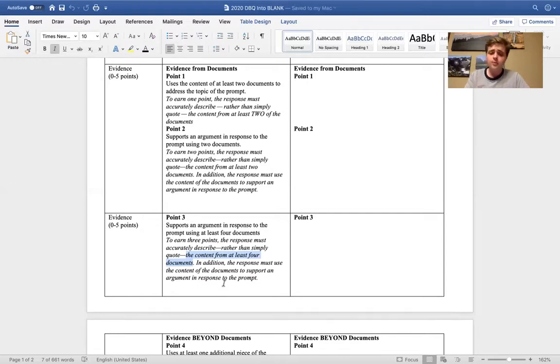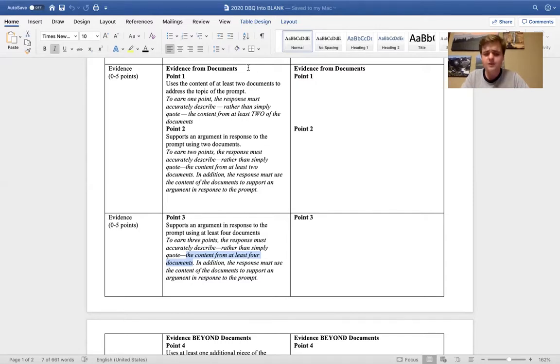So to get 3 points, which is the most points you can earn from evidence from the documents, you have to use at least 4 documents. I highly recommend using all 5 documents because it gives you a fallback. If you use one document incorrectly, then you still have 4 you can fall back on. Whereas if you only use 4 and you use one of them incorrectly, then you're going to be bumped down to 2 points for this section instead of all 3 points.